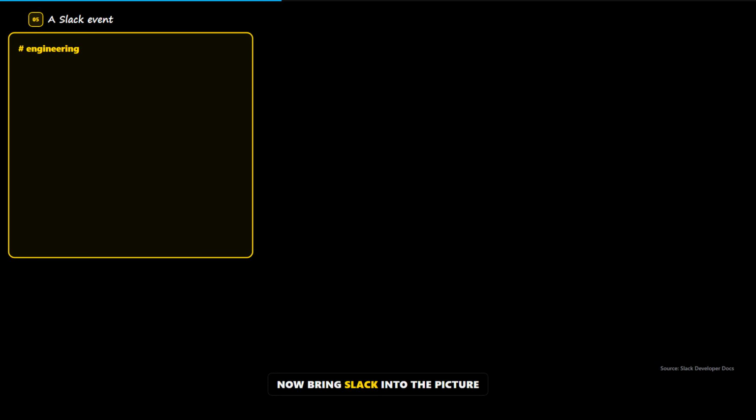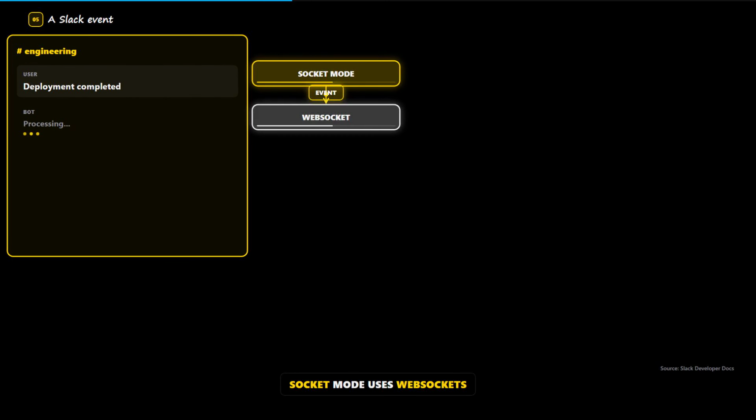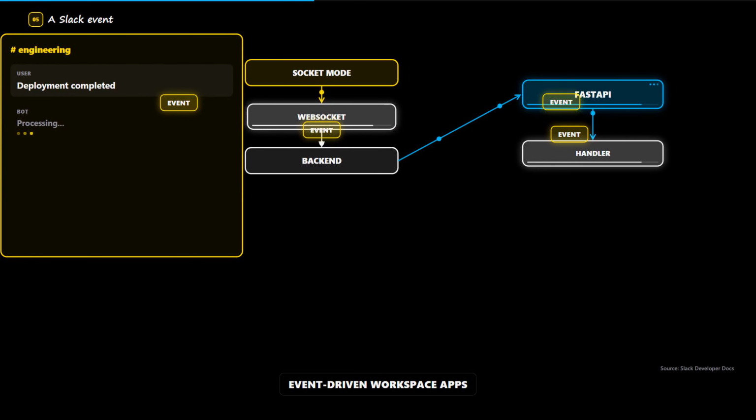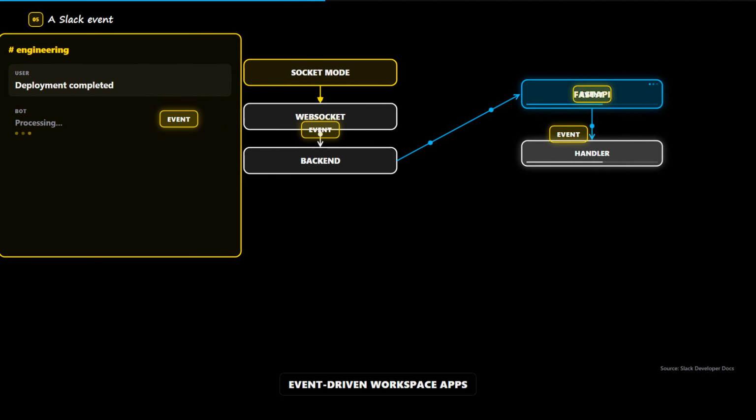Now let's bring Slack into the picture. Slack apps can use socket mode to receive events and interactive payloads over WebSockets. That makes event-driven architecture especially interesting for modern workspace applications.